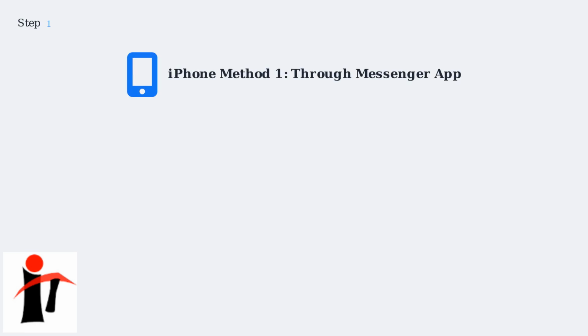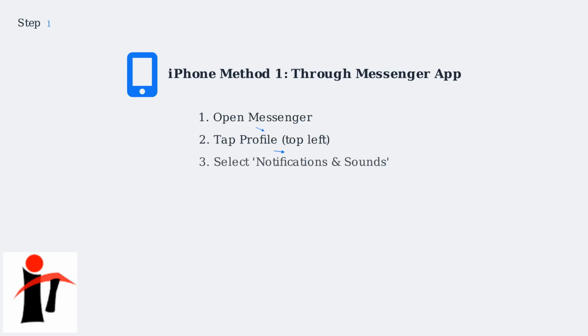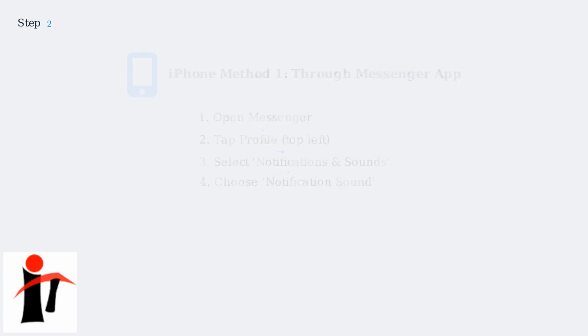First, let's start with iPhone. The easiest method is directly through the Messenger app. Open Messenger and tap on your profile picture in the top left corner. Once in your profile, look for Notifications and Sounds and tap on it. Then select Notification Sound to see all available options. You can choose from the available notification sounds or select None if you prefer silent notifications. Your selection will be saved automatically.